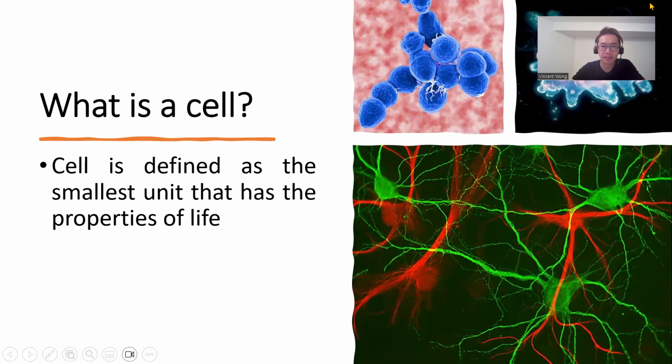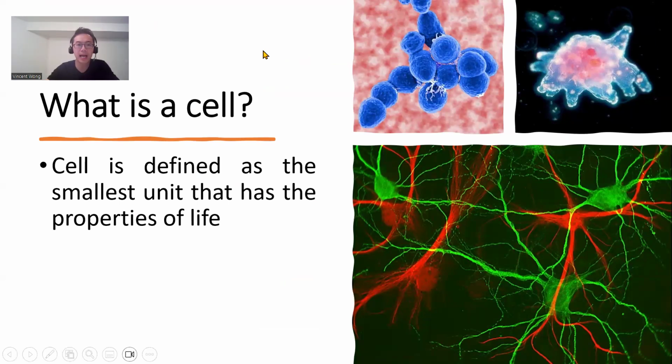So what is a cell? A cell is defined as the smallest unit that has the properties of life. We already learned the properties or characteristics of life: complexity, order, the ability to maintain homeostasis, energy requirements, and so on and so forth. All these properties are still retained by a cell. In fact, the cell is the smallest thing that has all these properties. If you go further into a cell, like the organelles within the cell, an organelle is not going to have that capability.